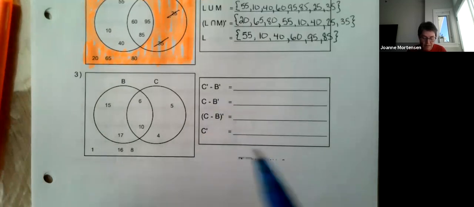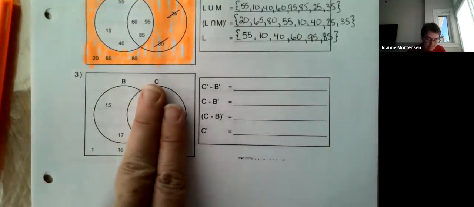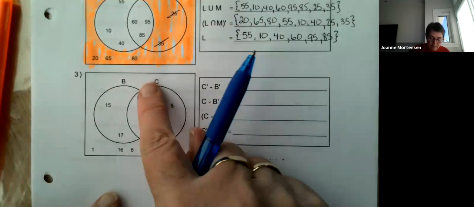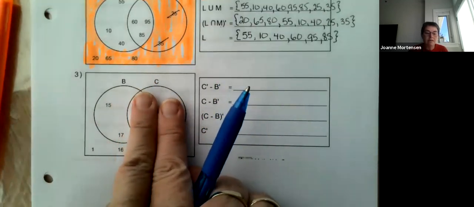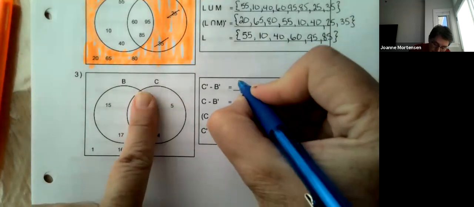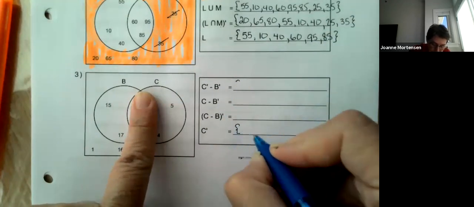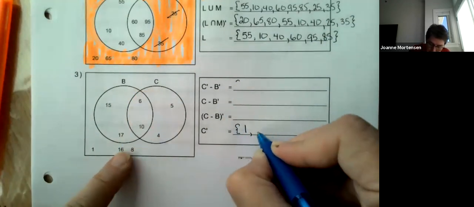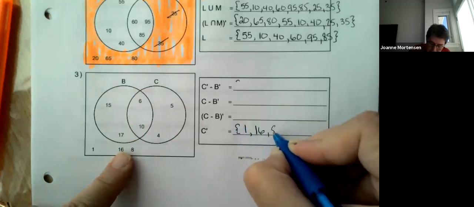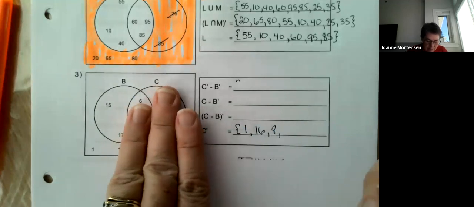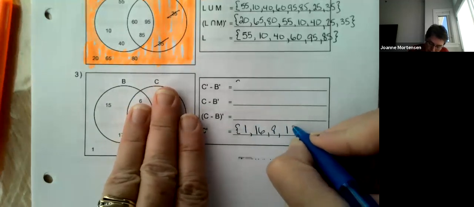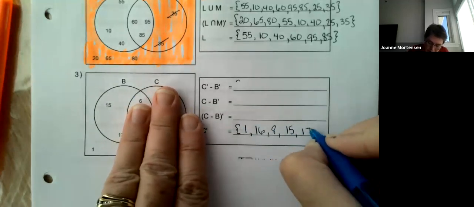C prime, that means not C. So there's C. I want everything but what's in this circle, so not these guys. So that leaves me, whoops, that's down here. 1 and 16, 8. And then I can't include this, which then leaves me 15 and 17.